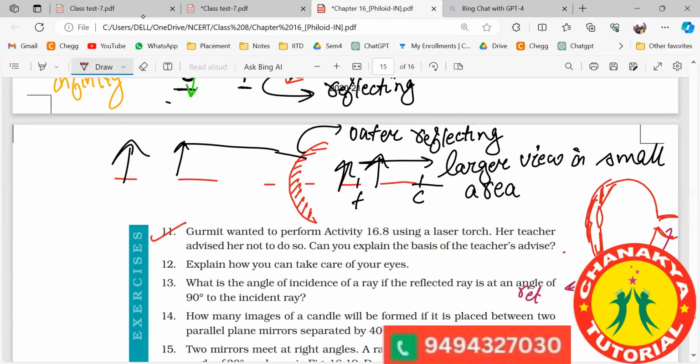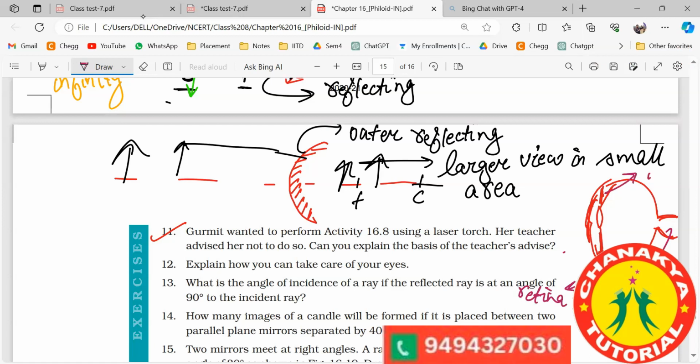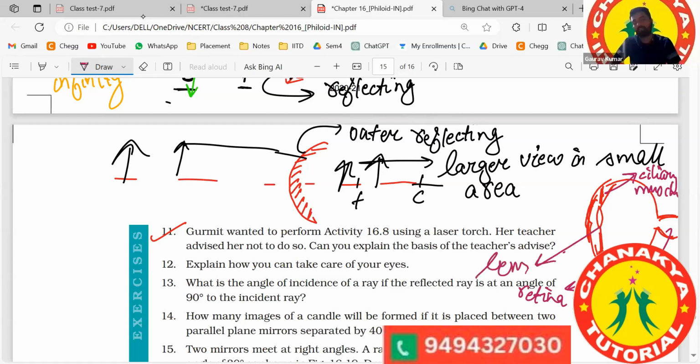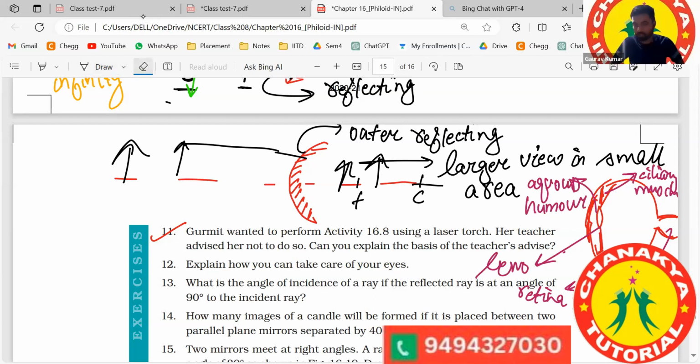Sir, should I show it to you? Okay, so blind spot. This is the ciliary muscles. This is lens. Inside one is aqueous humor. Aqueous humor, optic nerves. Yes, sir. Sir, blind spot. Okay, there should be one.